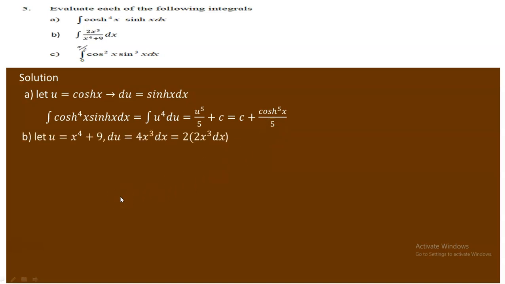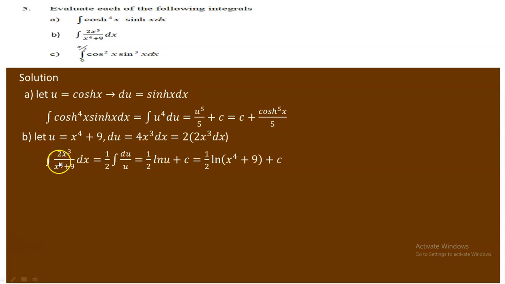And when you come to b, again, let u be x to the power of 4 plus 9. So du will be 4x cubed dx. From this, 2 times 2x cubed dx can come. So dividing both sides by 2, what comes here is 1 over 2 du is 2x cubed dx.